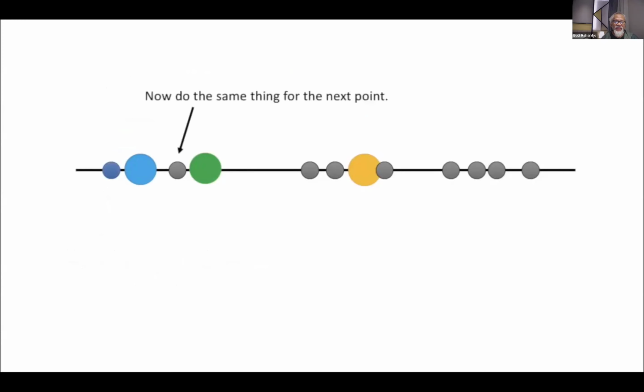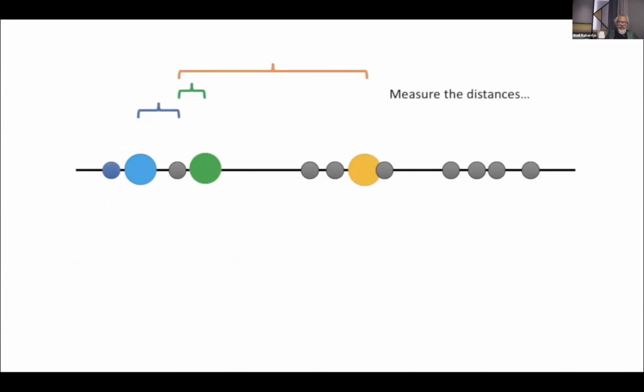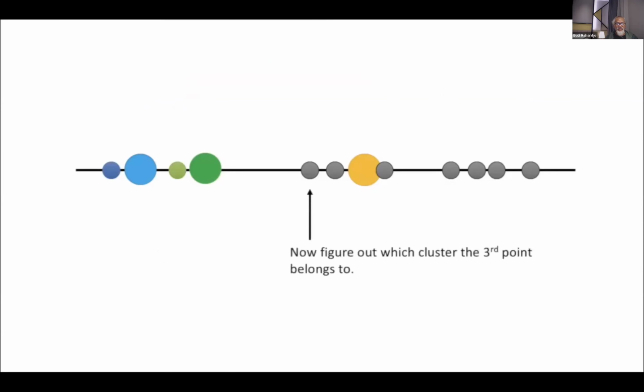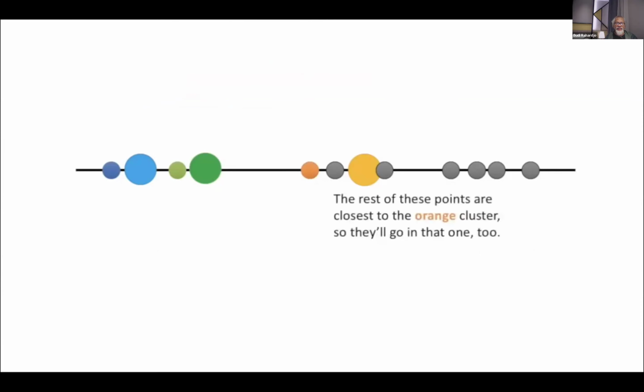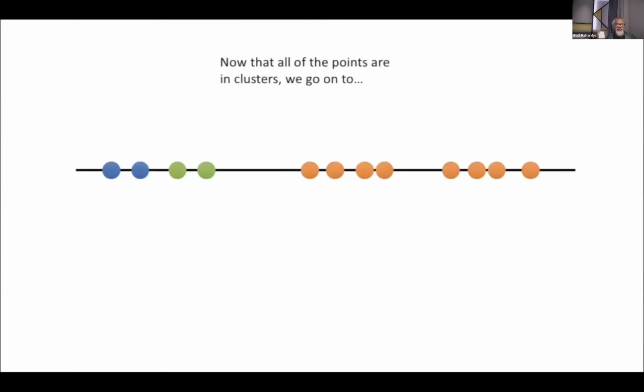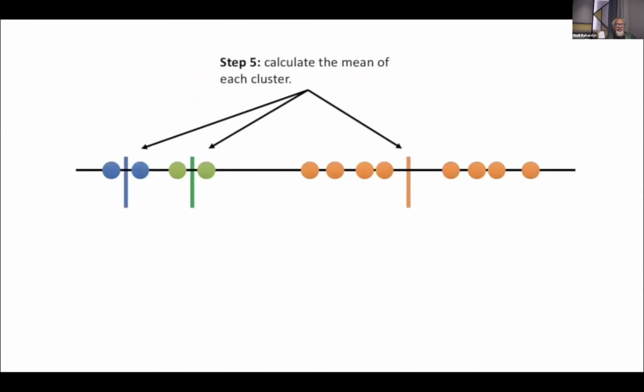Now we do the same thing for the next point. We measure the distances, and then assign the point to the nearest cluster. Now we figure out which cluster the third point belongs to. We measure the distances, and then assign the point to the nearest cluster. The rest of these points are closest to the orange cluster, so they'll go in that one too. Now that all the points are in clusters, we go on to Step 5.